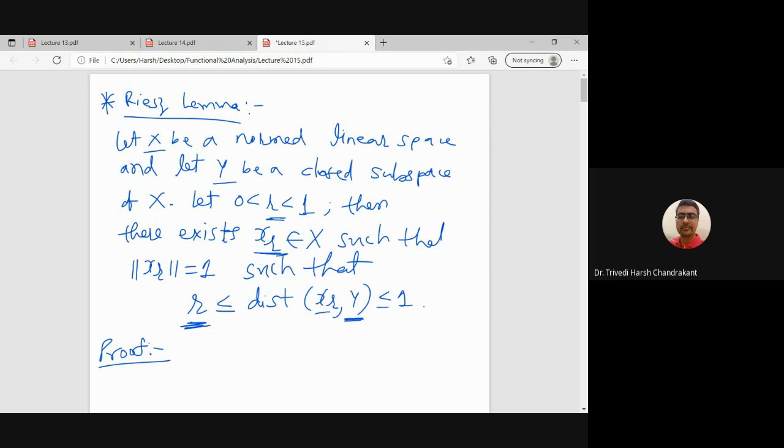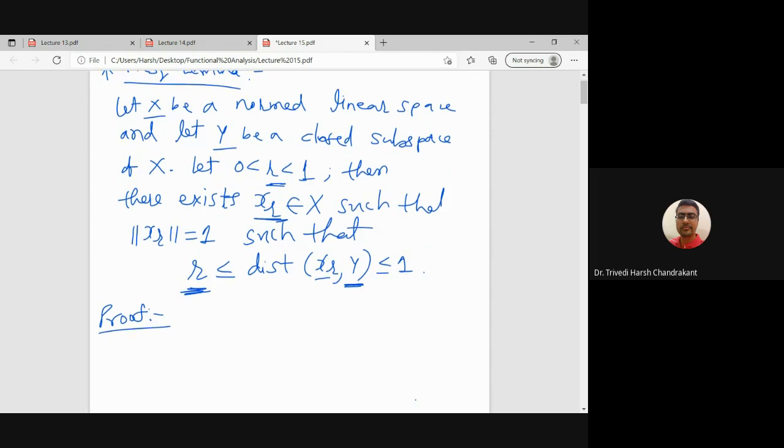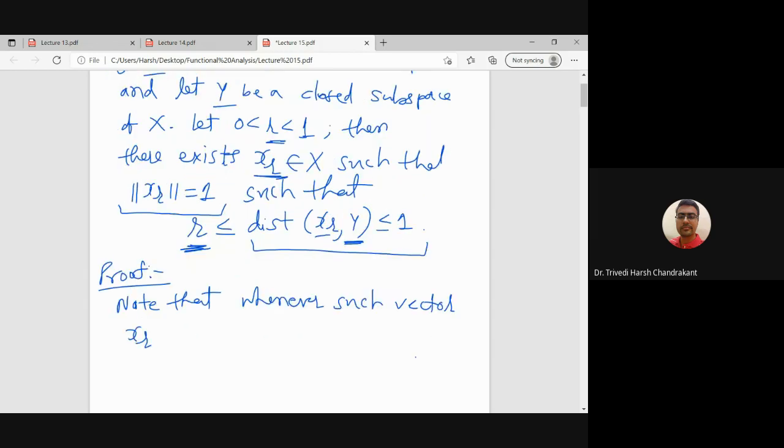So to prove this result, first thing is clear that whenever we can find such a vector, we will always get this part. So that is always true. So note that whenever such vector xr exists in x, such vectors means that its norm is 1.